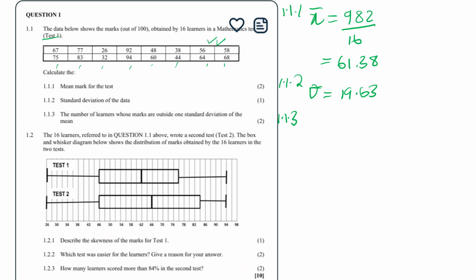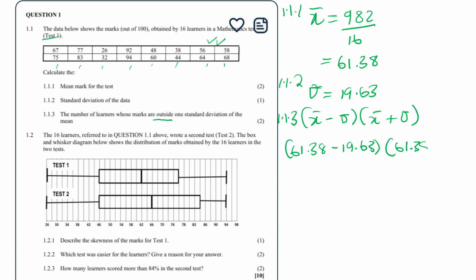Therefore, now 1.1.3. The number of the learners whose marks are outside one standard deviation of the mean. They are outside. They are not within. They are outside one standard deviation of the mean. Right. Therefore, now we go back to that formula. Mean minus standard deviation, mean plus standard deviation. Our mean is 61.38 and our standard deviation is 19.63.